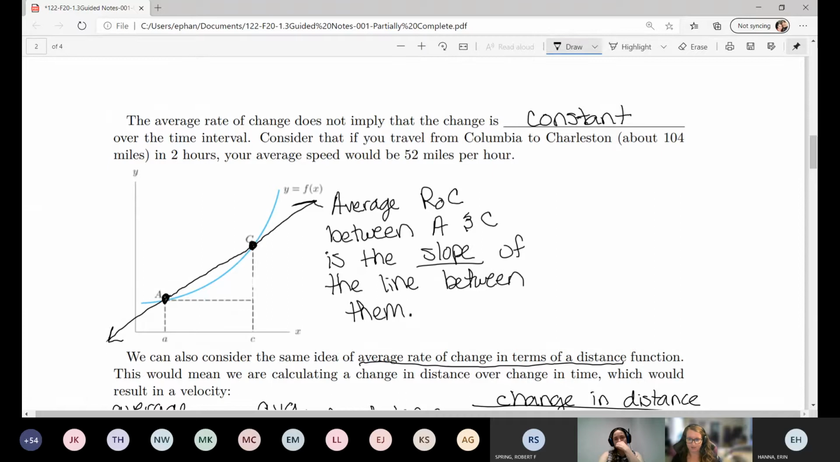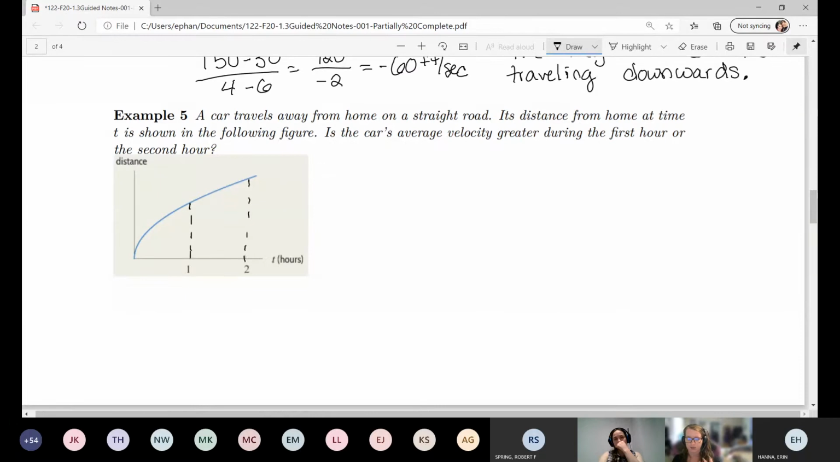So remember, this average rate of change does tell us about slopes. If we consider the line between the points that we care about and we look at their slopes, we'll be able to compare that. So we don't actually need a number. We can just look at the lines that we're working with.